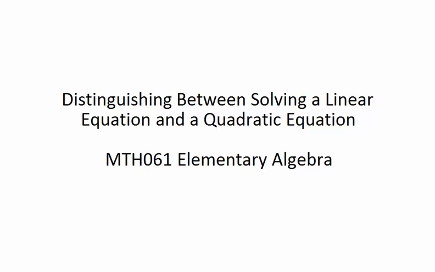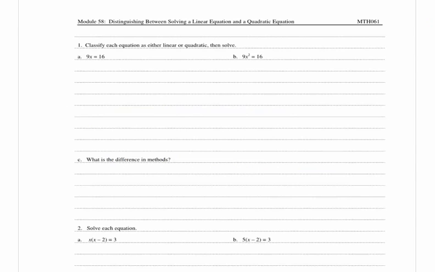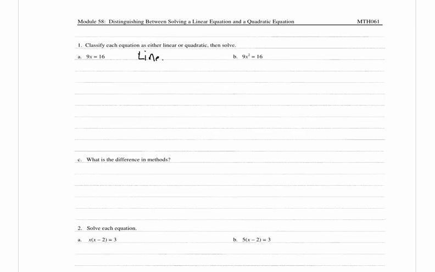In this video, we're going to distinguish between solving a linear equation and a quadratic equation. In one, it says classify each equation as either linear or quadratic, then solve. In A, we have 9x is equal to 16. And this is a linear equation. And it's linear because our leading degree of x is 1.